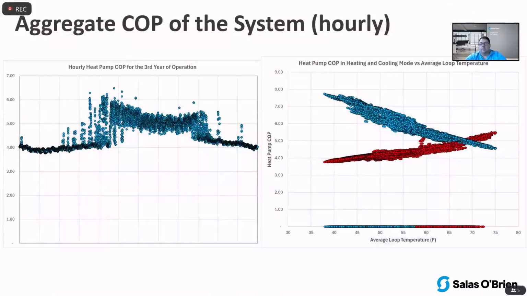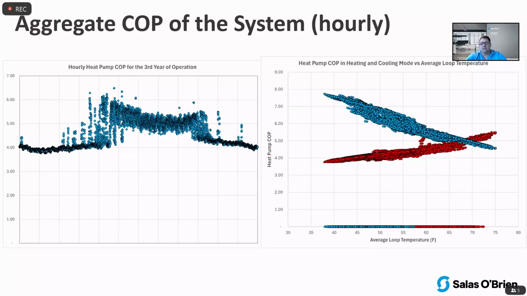And then we can also model all the efficiencies of the system. So these are the heat pumps throughout the year, or for 1 year of operation. That was in the 3rd year, both heating and cooling. So that's every heat pump in the system, and looking at the COPs of those different buildings and how they're operating on the system. So we can look and go, okay, everybody's pretty much operating around the same efficiencies.